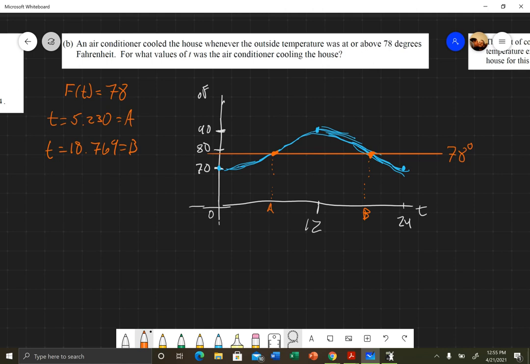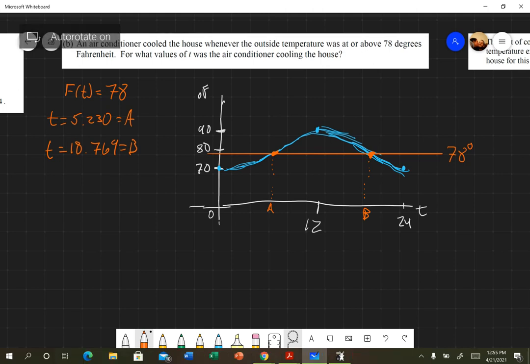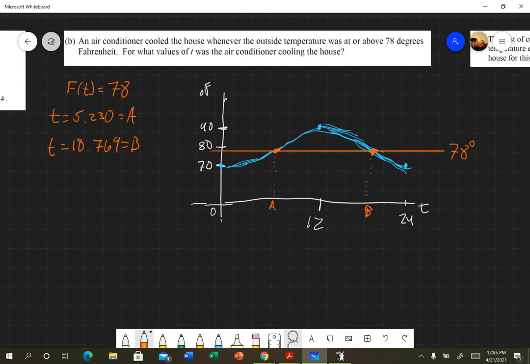We've stored in, we said f of t equals 78. We figured out my values for t. So the last thing we want to do is let's answer the question. Remember, we always want to make sure that we answer the question. We did it clearly.